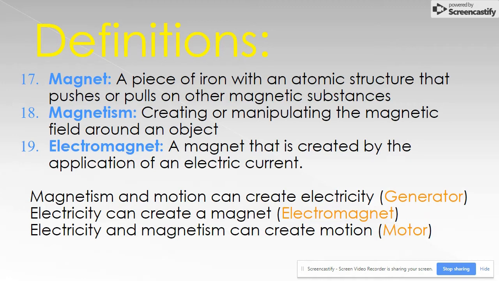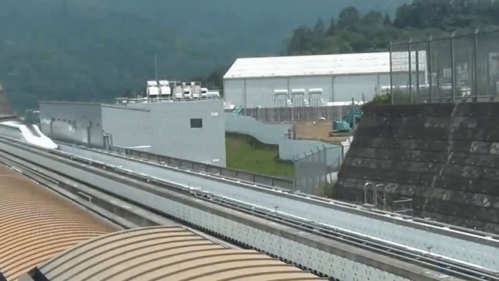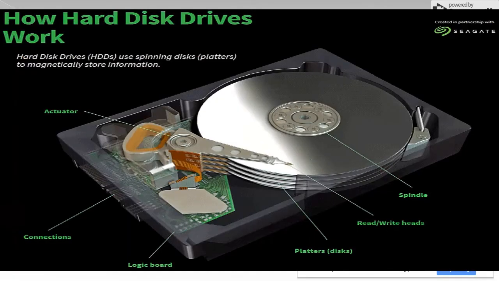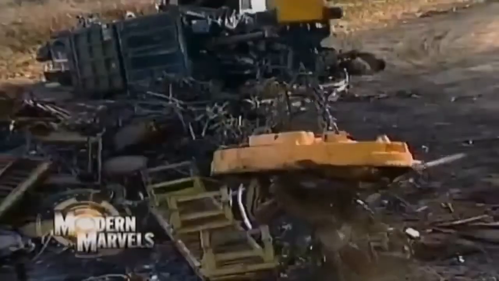Magnets are useful, but sometimes it's more useful to have a magnet that can be turned on and off. This is called an electromagnet. By running an electrical current through a wire, the wire can become magnetic, and when the electricity is turned off, the magnet is turned off too. Electromagnets are the basic principle behind all kinds of technology, like high-speed trains, digital recording and storage, and recycling technology.